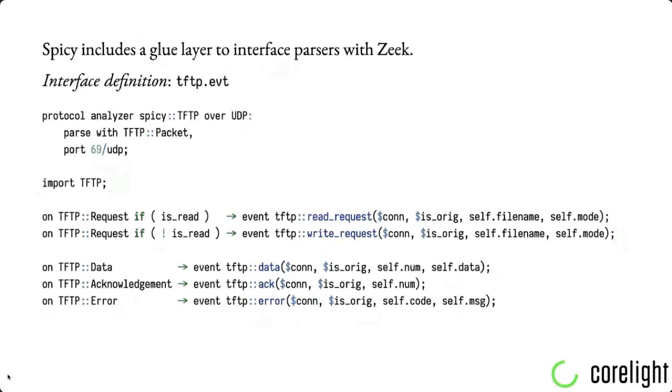And we can also trigger Zeek events from this glue code. In this case, if we, for example, parse a request that is a read request, we could trigger some elsewhere defined event called read request or write request or data acknowledgement error, right? So this is some Zeek code. On the left-hand side of these arrows, you see Spicy code. On the right-hand side, you see Zeek code. And this is the final piece to integrate Spicy into Zeek.